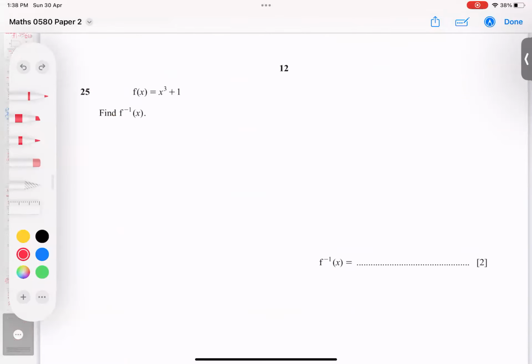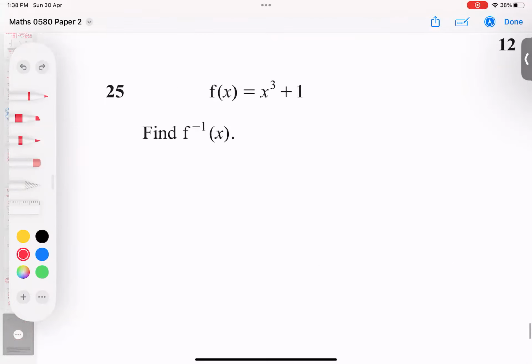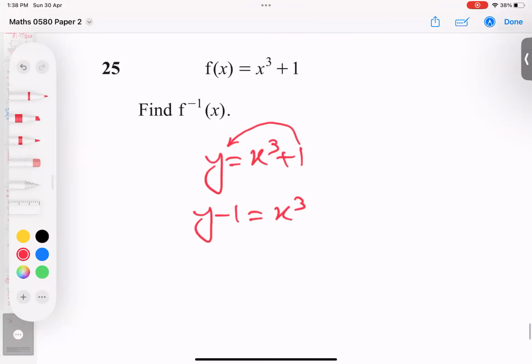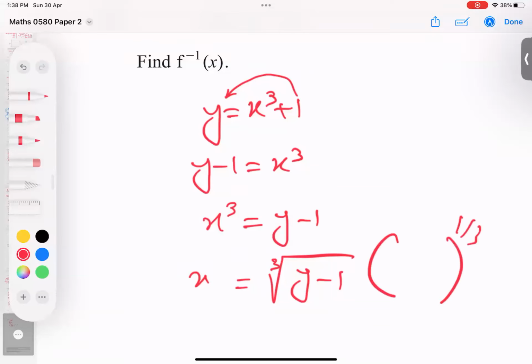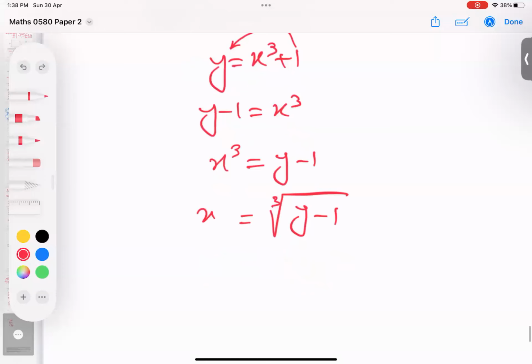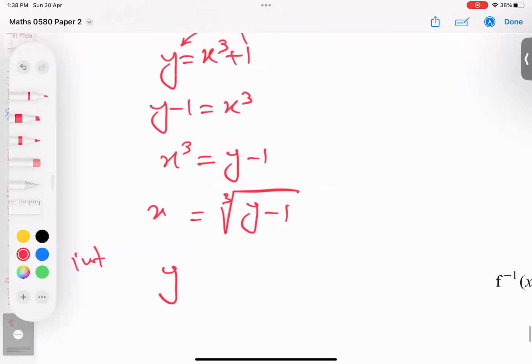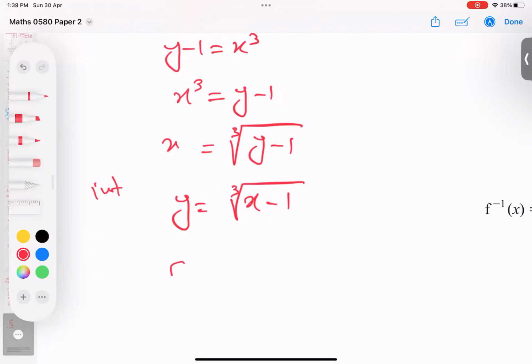Inverse of this function. How to find it? Rule number 1, function name, write y. Now try to make x the subject. So 1 will come here. And then switch the sides. When switching, the sign never changes, and power 3 goes to the other side and becomes cube root. You write this way or you write 1 over 3 power, so no problem at all. So interchanging, x becomes y and y becomes x, and this is my final answer.